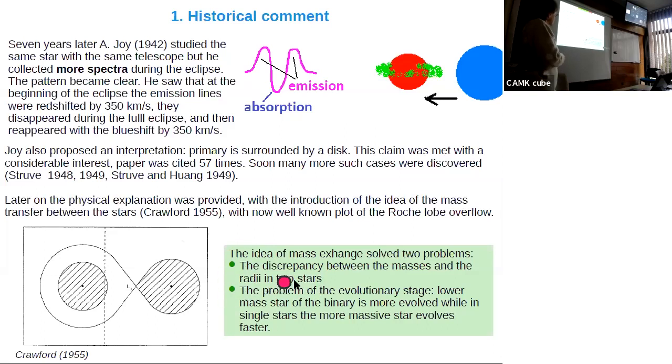Additionally, there were problems that the masses and radii did not quite coincide, although they were well estimated from eclipses. So the mass exchange solved this problem, because initially this star was more massive and evolved faster, but then it started to lose mass and the mass ratio changed. So now this component has lower mass and this component has higher mass, and in addition, because of the mass exchange, this is not really in thermal equilibrium. So the star is significantly expanded in comparison to the expected radius for its mass.